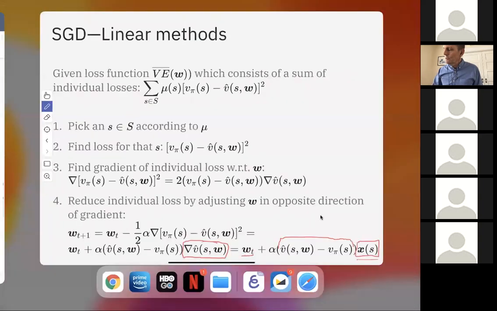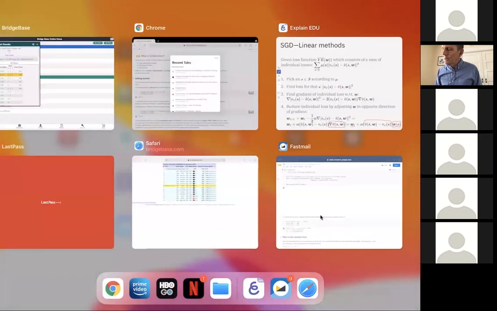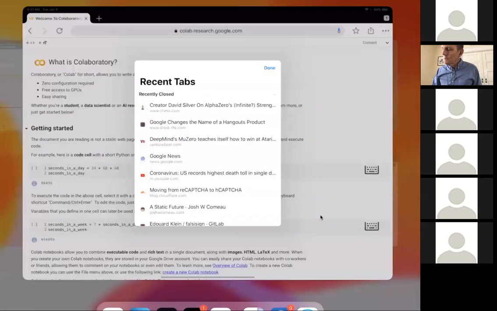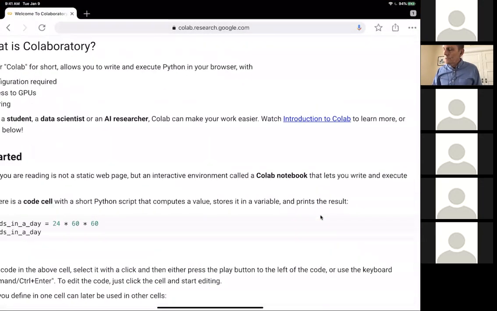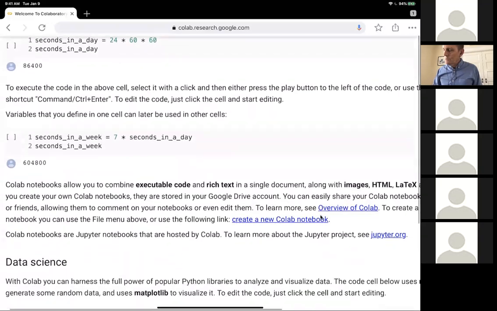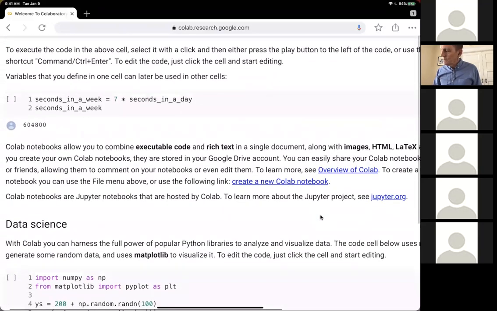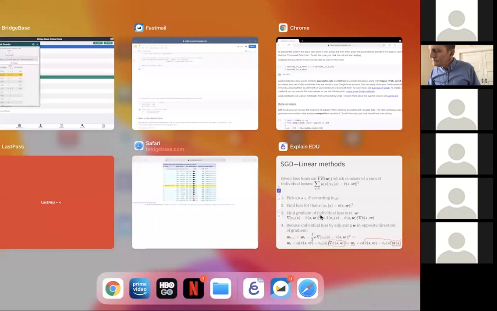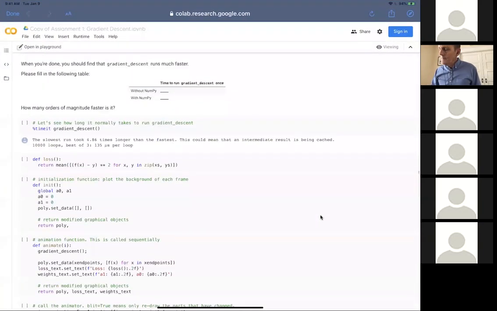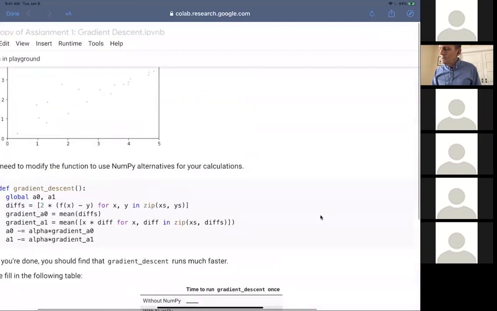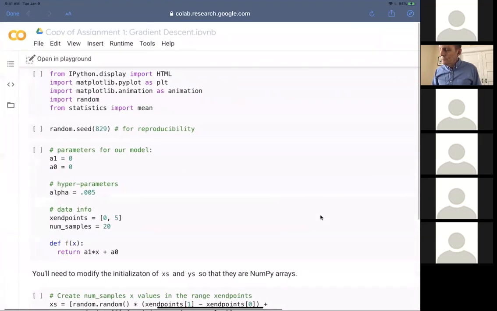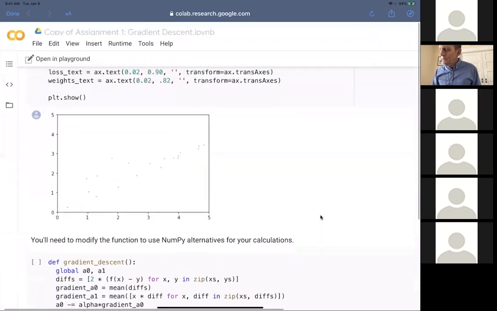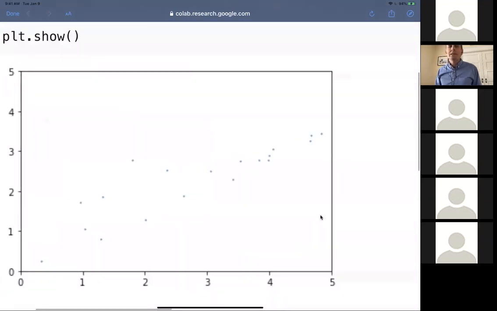All right, let me quickly show you a video. This is from a neural network class. Here we go. We have some points, right? As you can see here, we're trying to fit a line to these points. And we're going to use gradient descent to do it. I will share this Colab notebook in the schedule as soon as we get done here.